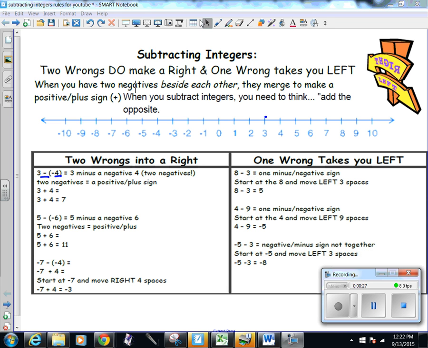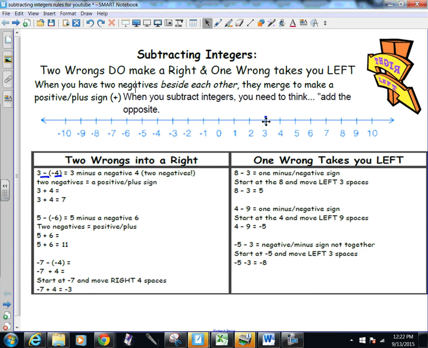If I begin here on my number line, starting at my 3, it says go to the left, wait, turn around, go the other way. So it's 1, 2, 3, 4. I would wind up at 7. Let's look at this one. Start at 5, and then go to the left, wait, go to the opposite direction 6, and that would put me at 11.